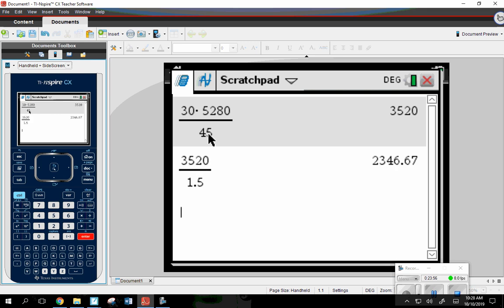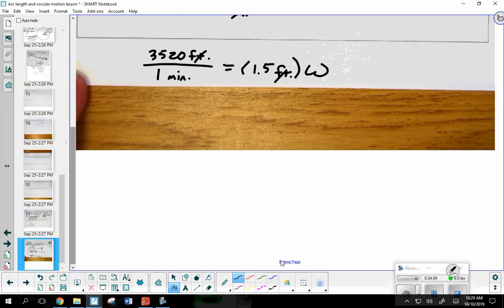This gives me 2346.7, but what? Radians per minute. Right now it is angular velocity. Remember, we solved for omega, angular velocity, which we said is always radians per time. The minutes didn't cancel, we kept those. But I can't help but think that this isn't the end. What does the question want?